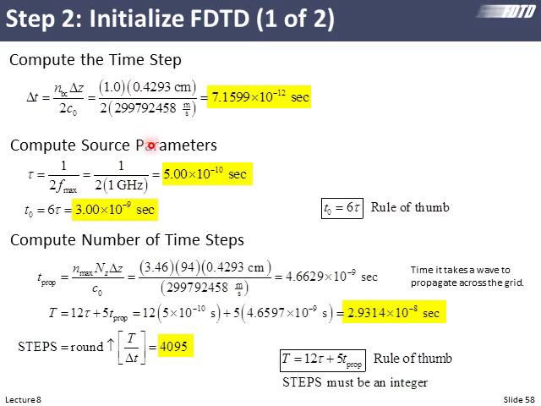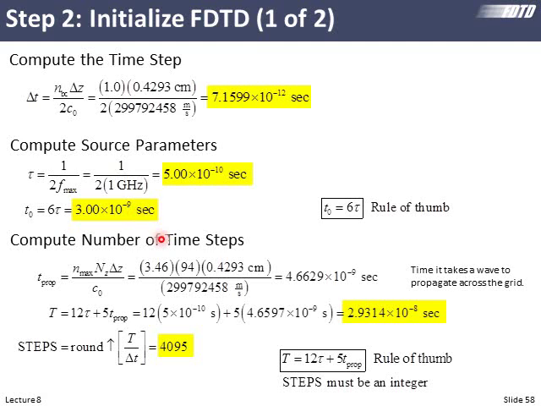We know we want to model up to a frequency of 1 gigahertz. So our duration of that pulse needs to be about 5 × 10⁻⁷ seconds, or about 500 picoseconds total. Our offset, I'm offsetting about 6 tau, so that's about 3 nanoseconds.